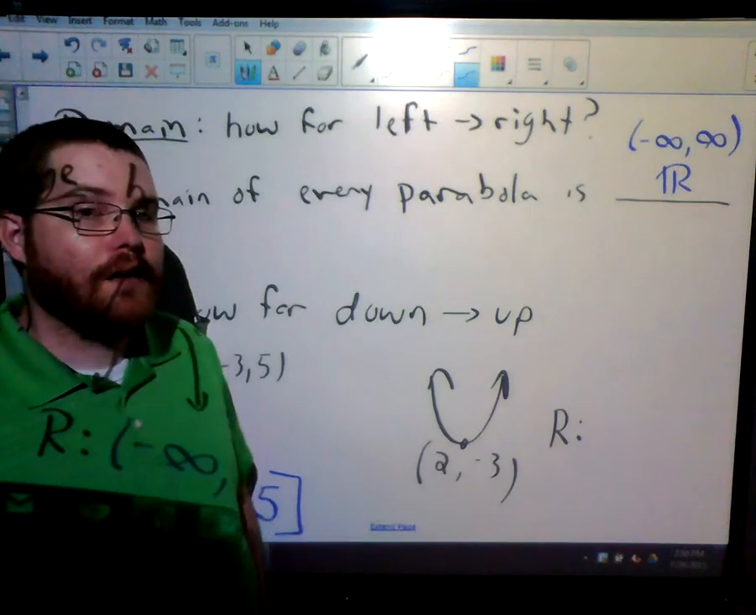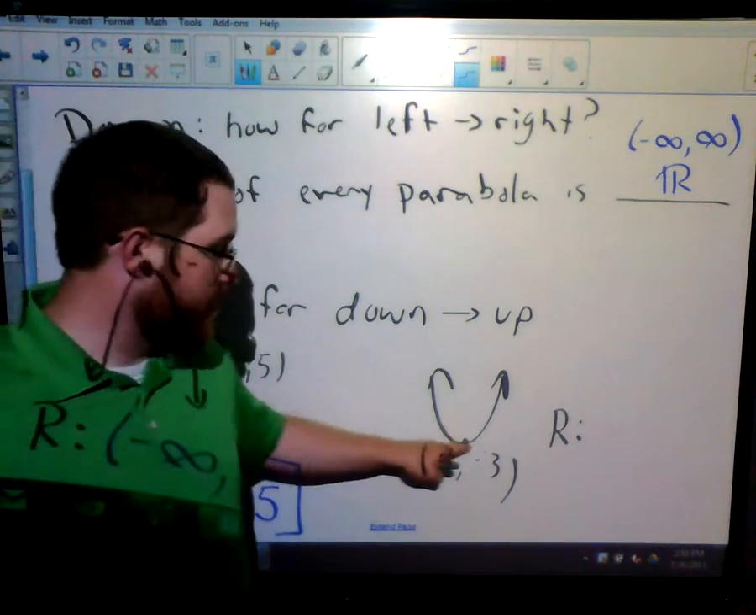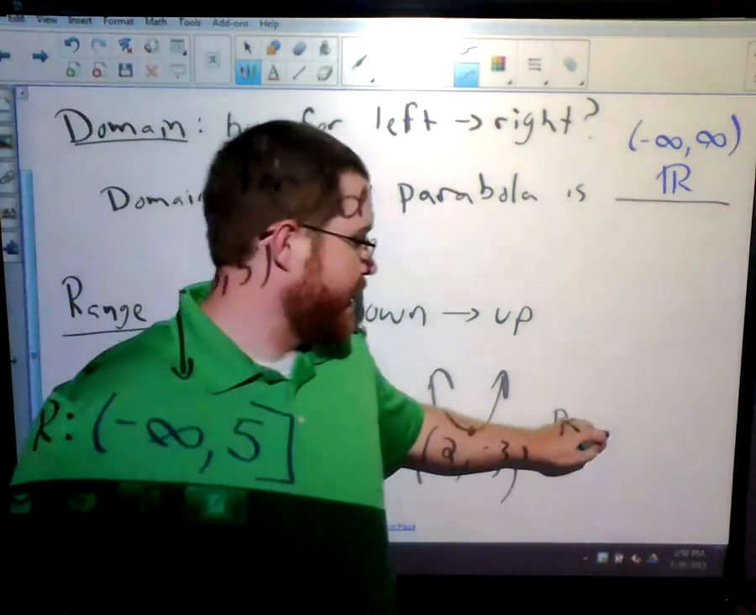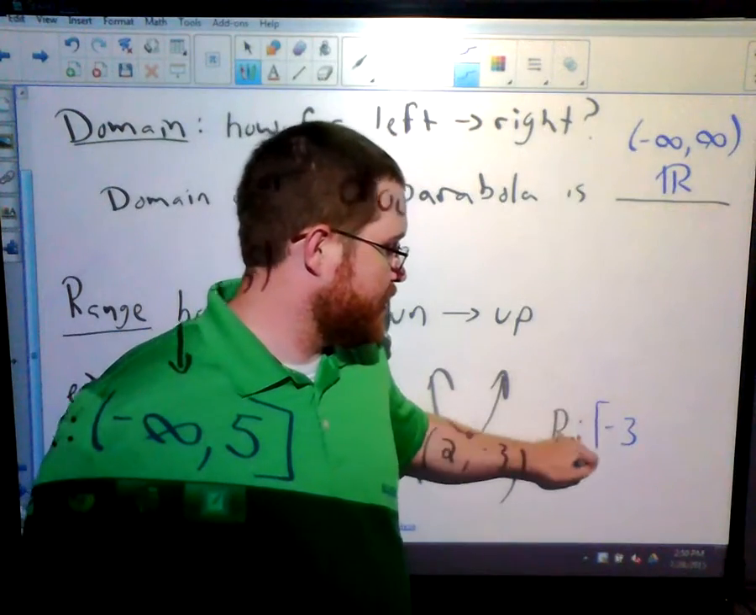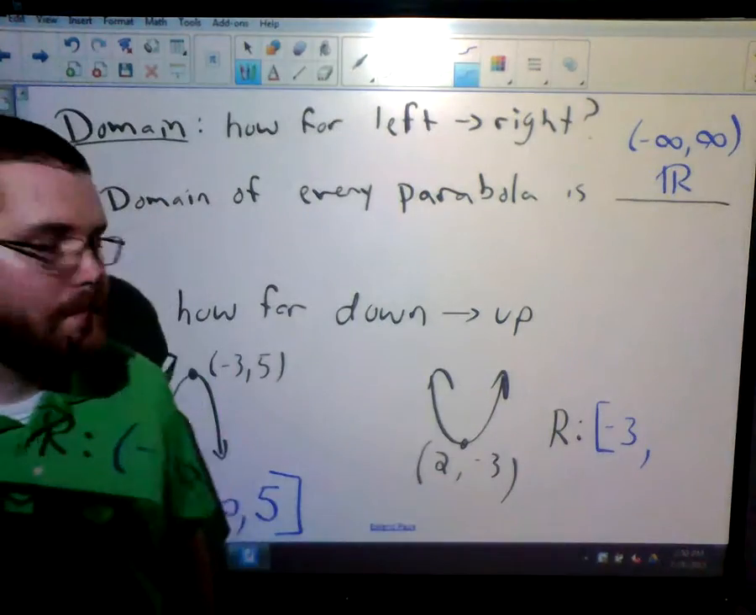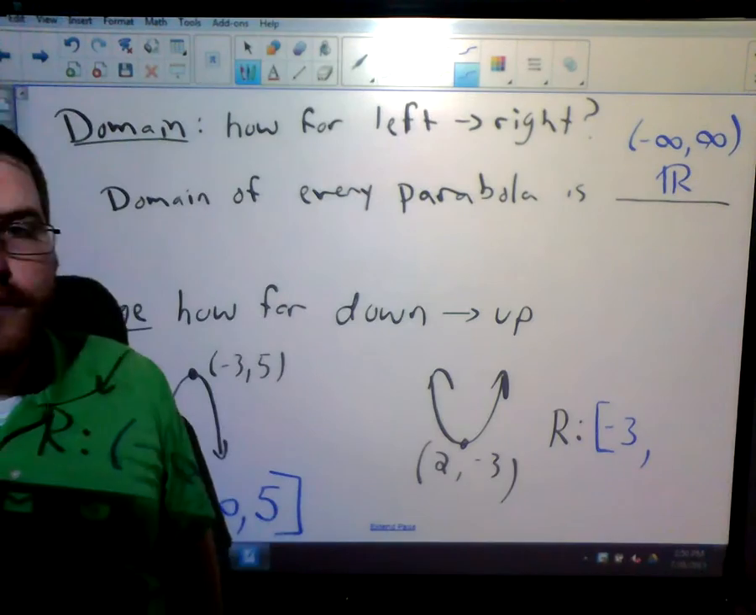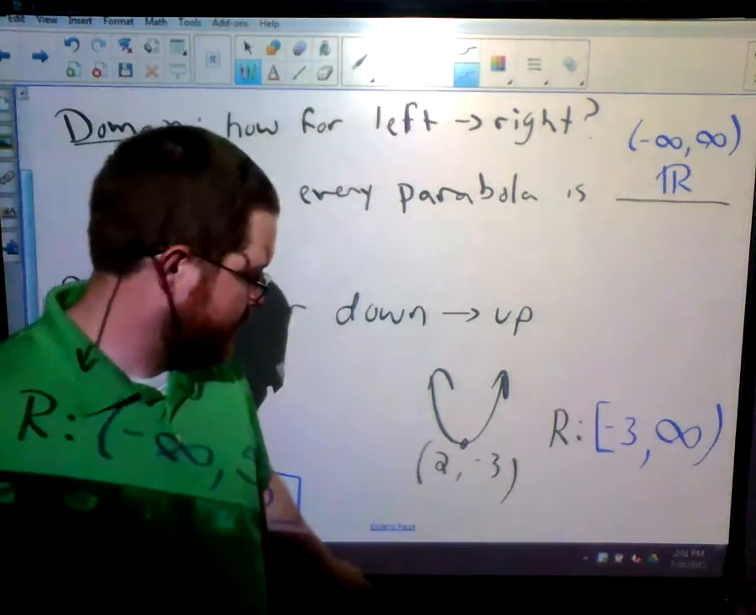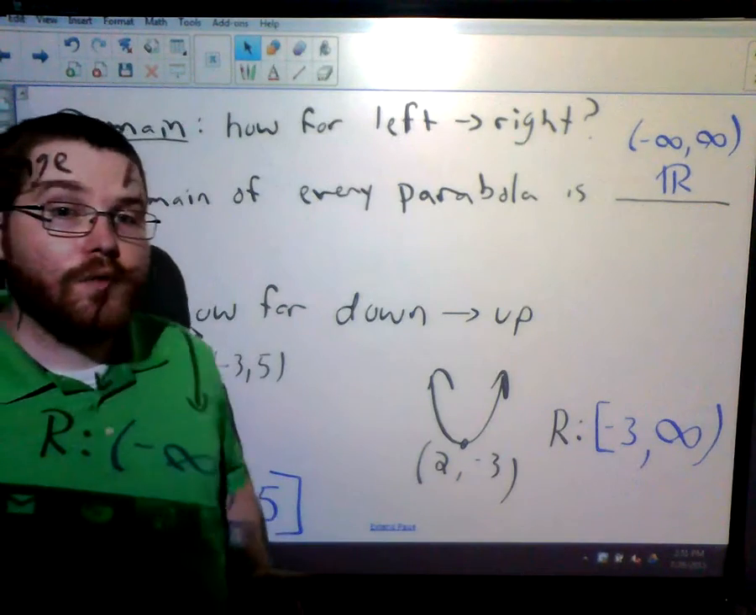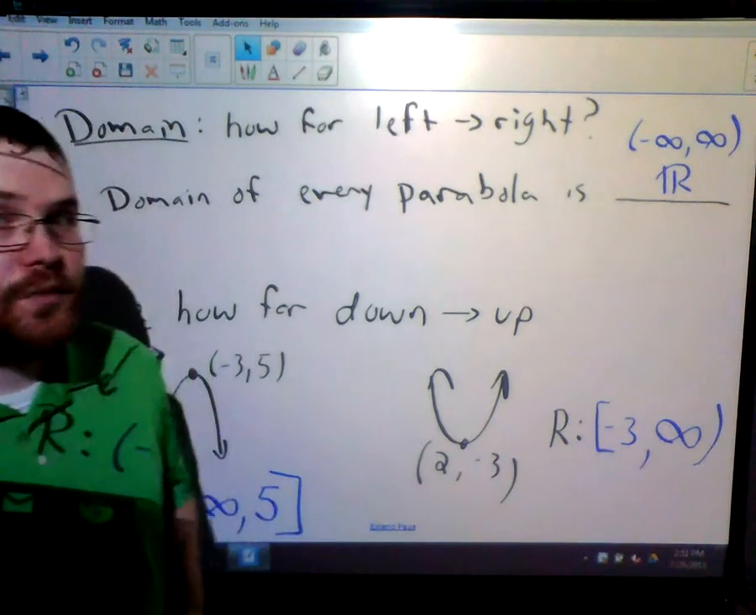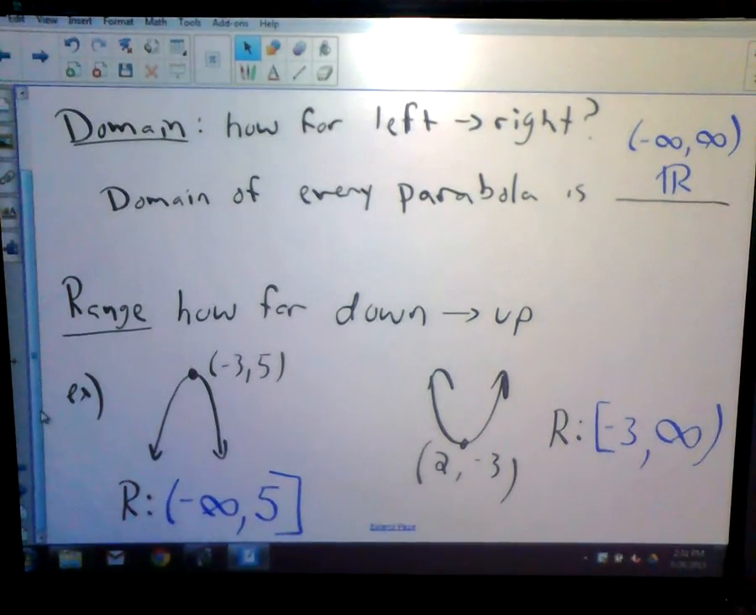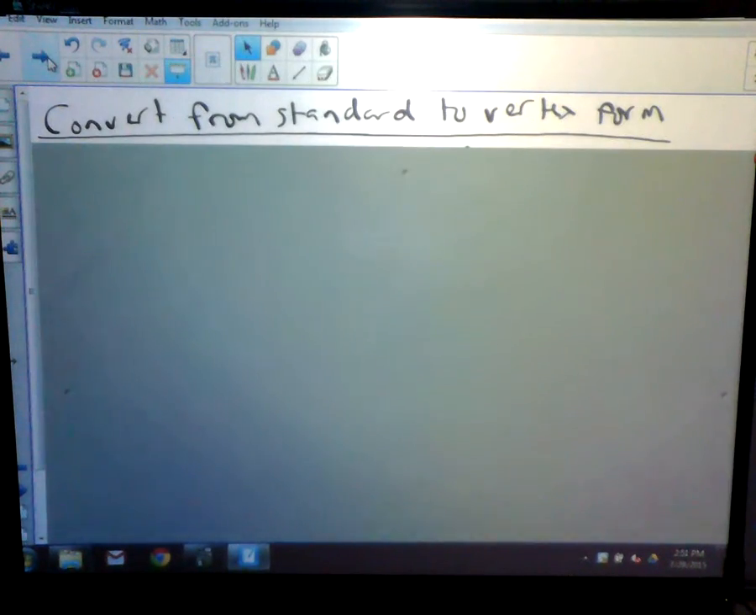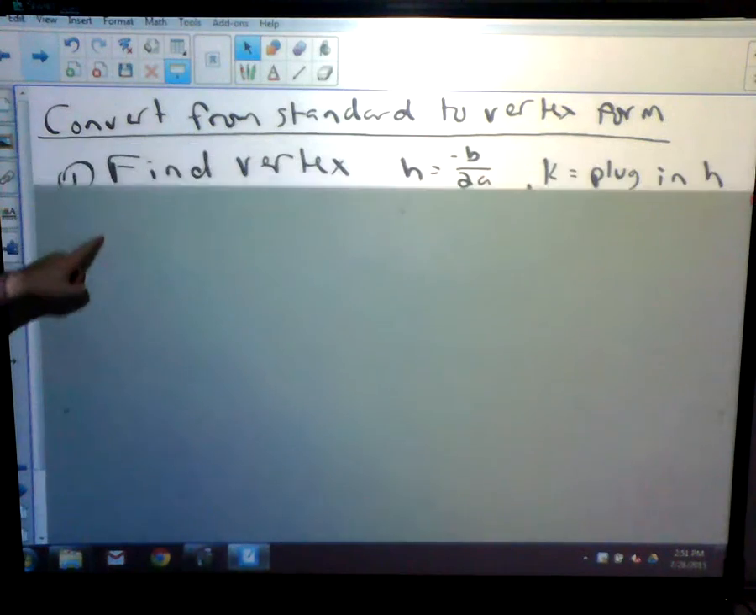How about this one? Remember, we read the bottom to the top. What's the bottom of this graph? The negative 3. And it touches it, so it gets a bracket. What's the top of this graph? It goes up forever, so it's infinity. Okay. Domain is all real numbers for a parabola, but range will have a negative infinity or positive infinity in it.